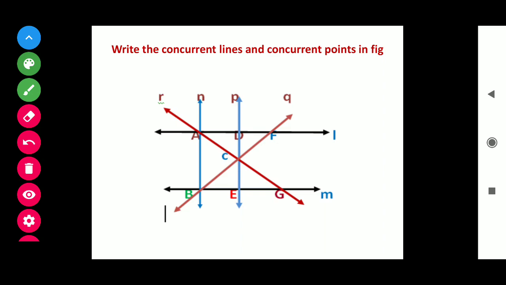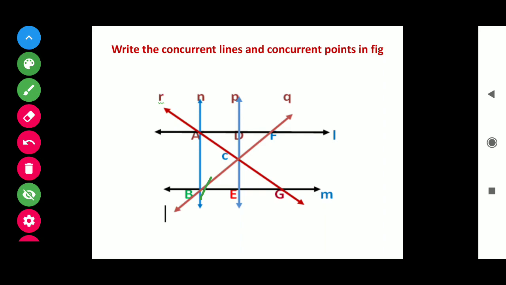Now write the concurrent lines and concurrent points in this figure. I have already shown the lines and intersecting points. So what is the meaning of concurrent lines? First I would like to remind you what concurrent means. Three or more lines are said to be concurrent if all of them pass through the same point. It means when 3 or more lines pass through one common point, then that point is called a concurrent point.